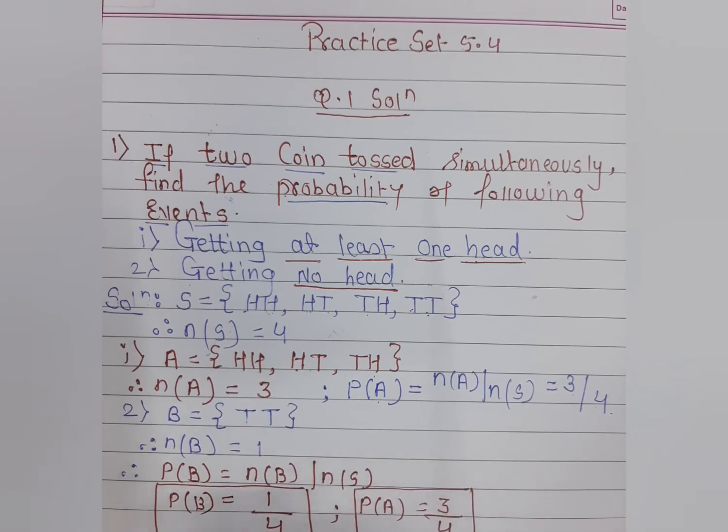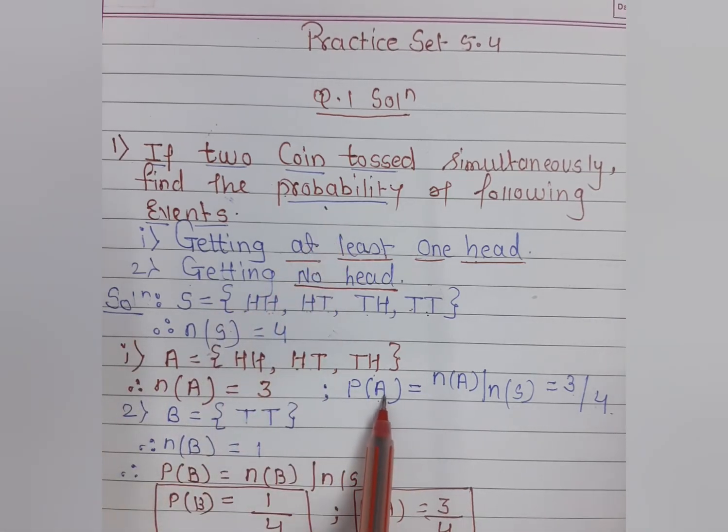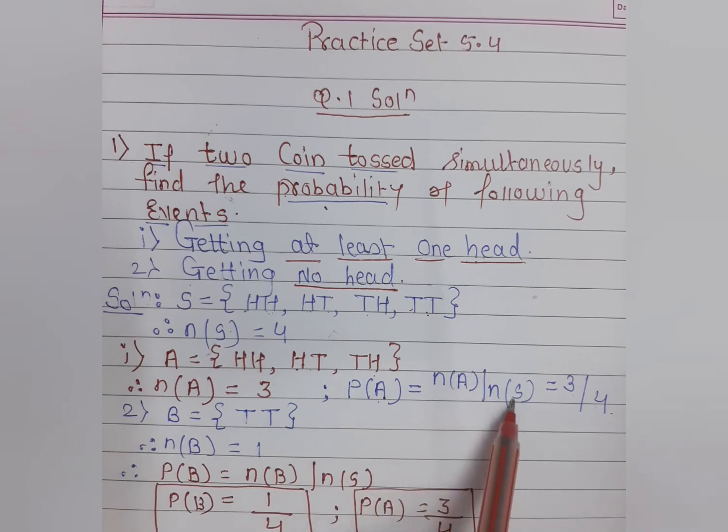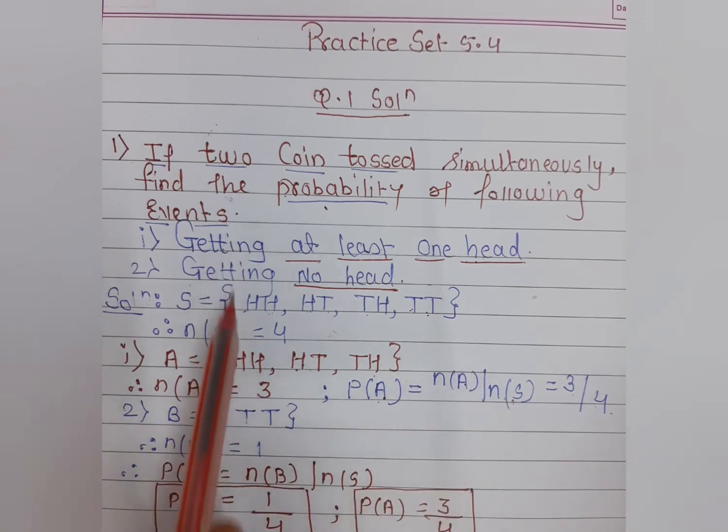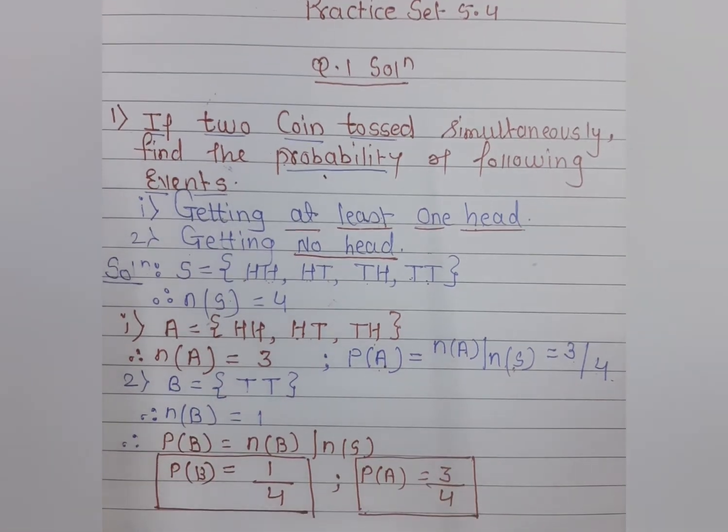So in this way students, we can find out the probability. You can remember the formula of probability: the event and the sample space, number of event, number of sample space. Here is the solution of question number 1, students.